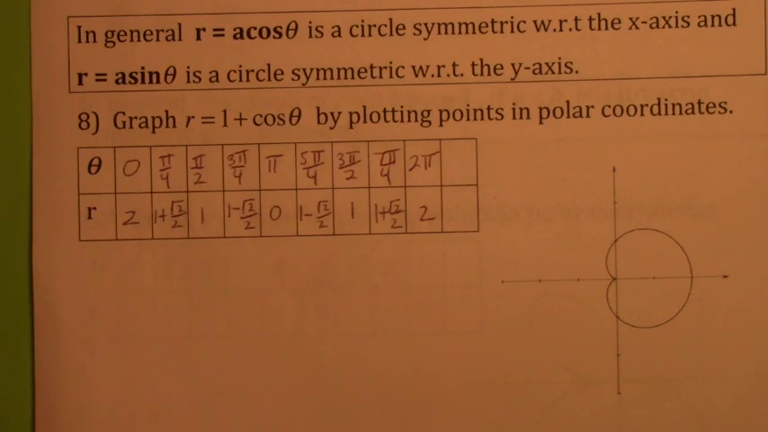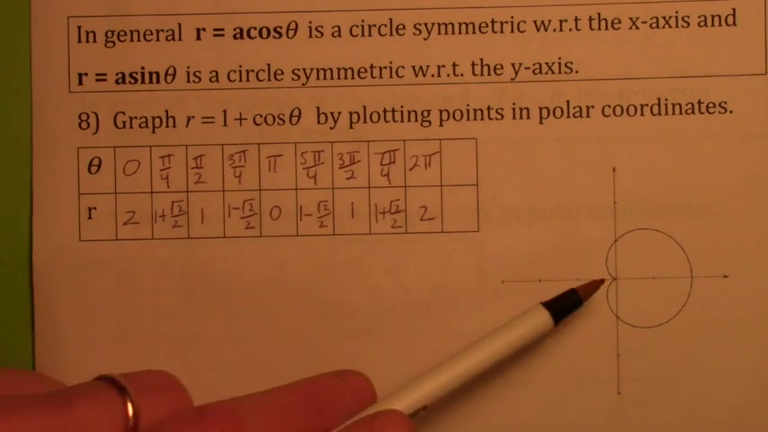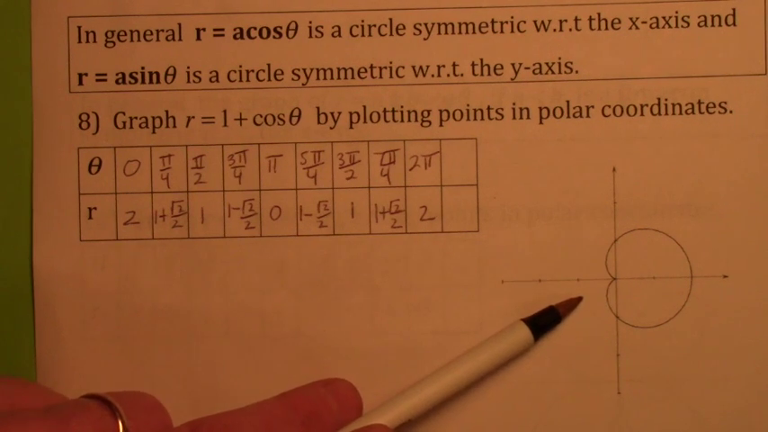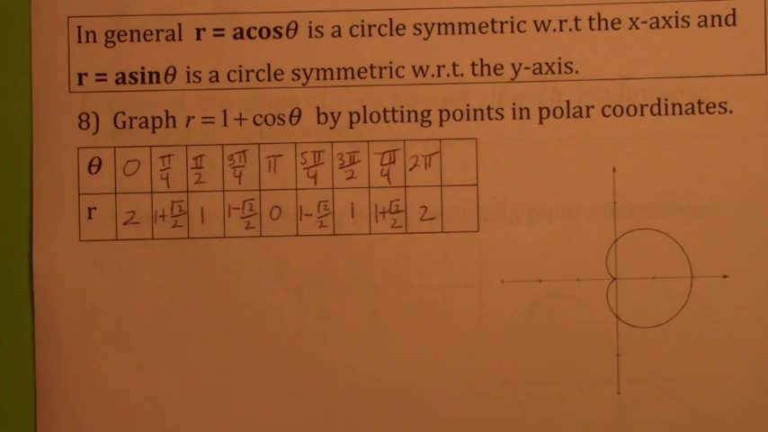Now, if this were a minus instead of a plus, I believe it flips across the y-axis. And if you had a sine instead of a cosine, it would be symmetric with respect to the y-axis. Anyway, in the next video, part 2, I'll show you how to graph these on your TI calculator, and we'll do a couple more graphs.